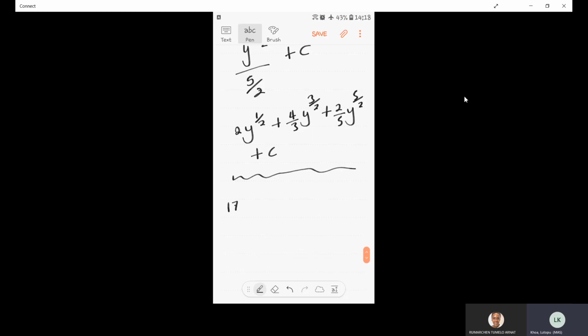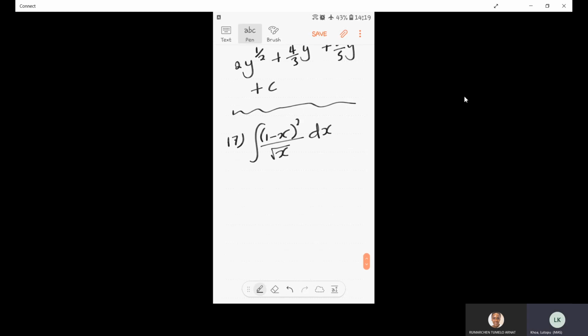And some more, number 17, the integral of (1 minus x) squared over the square root of x dx. So this is similar to the other one in that I will multiply out my bracket, or expand it, and then I will write each of them over the square root of x. So this is the integral of (1 minus 2x plus x squared) over the square root of x dx.